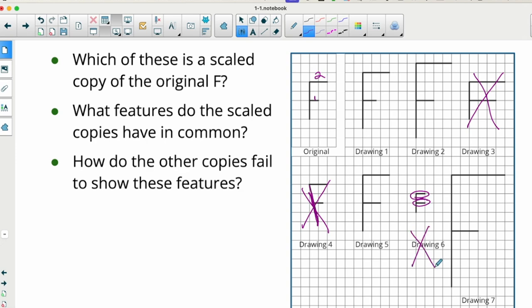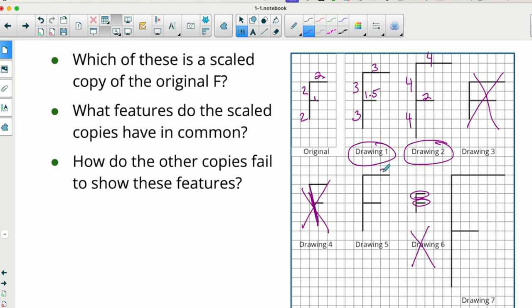Then we started looking at this one is 1, 2, 3, and this one looks like 1.5. Hey, I notice this one is twice as much as that one. And these are 3, and these are 3, while here these were 2, and these were 2. So we thought drawing 1 was a scaled copy. Drawing 2: this section is 4, this section is 4, this is 4, and this is 2. So we thought that one was a scaled copy.